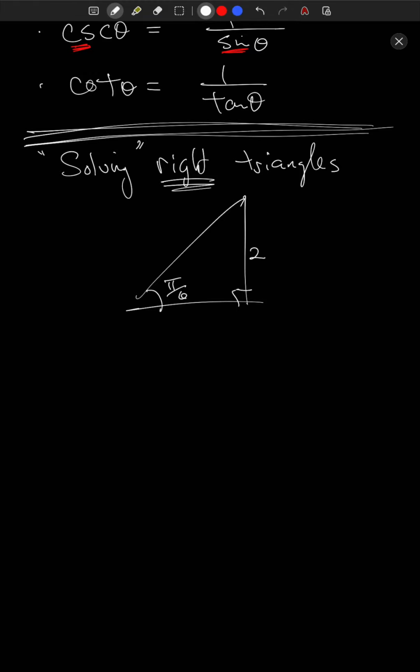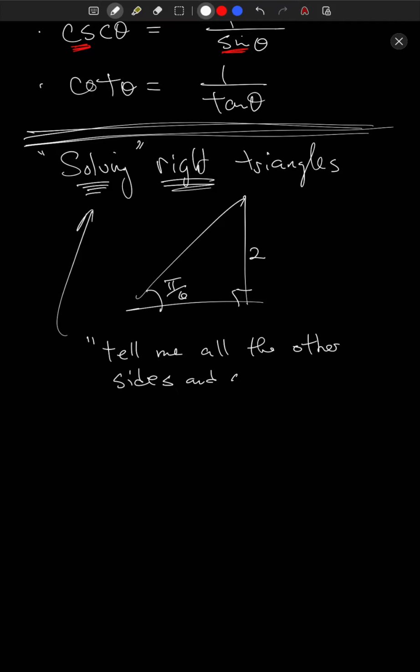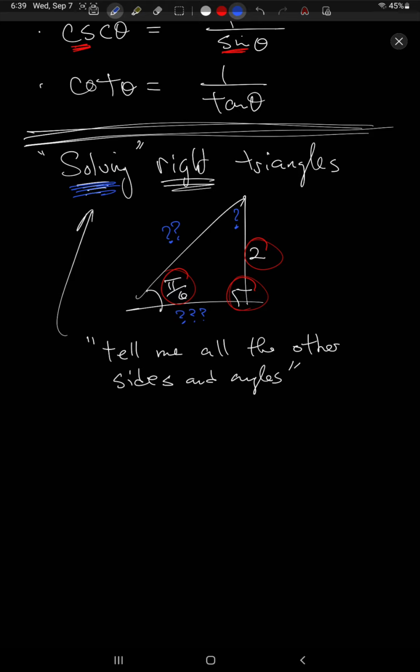So when we use the phrase solving a triangle, what we mean is essentially tell me all the other sides and angles. I've given you this 2 right there, this pi over 6 right there, and this 90 degrees right there, because it's a right triangle. So you have to tell me what this angle is, what this length is, and what this length is. Altogether then we would have all the side lengths and all the angle sizes. That's what we mean when we say solving triangles in this class.